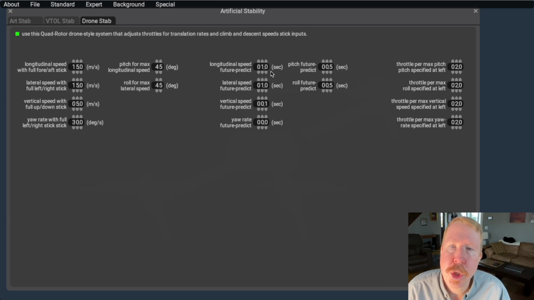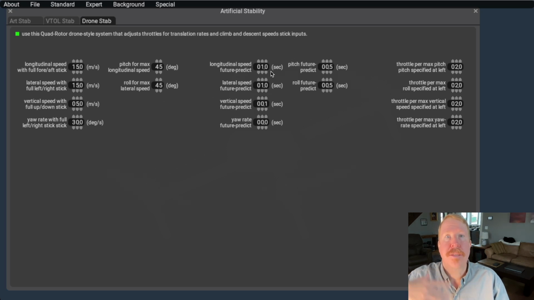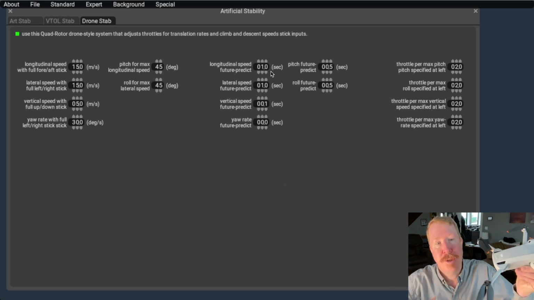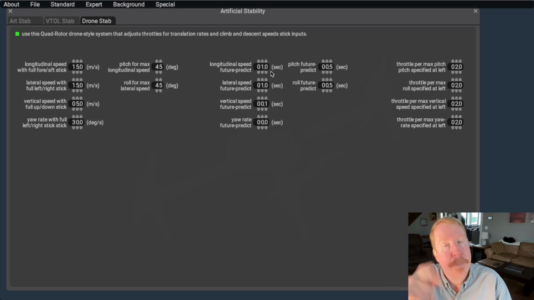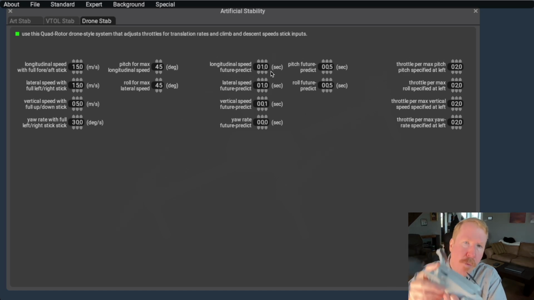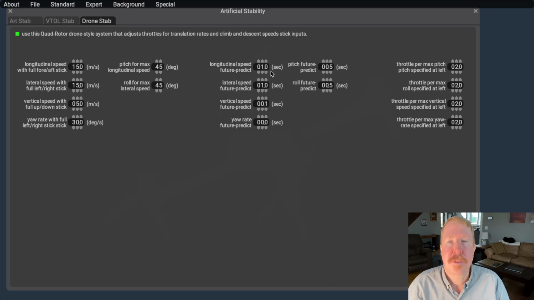Longitudinal speed, future predict. We always build flight control systems to look in the future. Remember, it takes time for throttles to adjust, although not much with electric motors, that's for sure, as any Tesla driver can tell you. That torque is instant. But it takes time for the propellers to spin up, and it takes time for that to turn into acceleration and a velocity and ultimately a position. A good flight control system has to look into the future a bit.